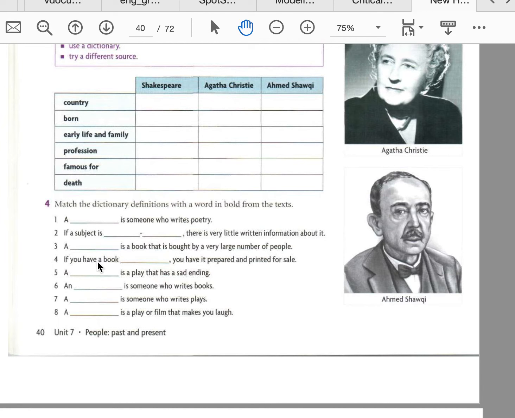Number 4: if you have a book dash, you have it prepared and printed for sale. If you have a book printed, you have it prepared and printed for sale. And then if you have a book published, meaning a book prepared for publication, then of course you will have prepared it and made it ready for printing for the purpose of sale.